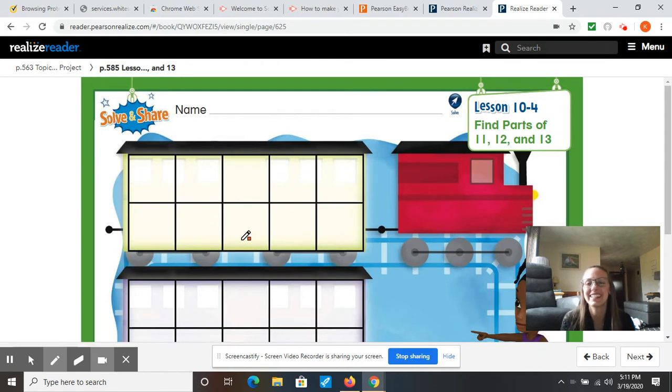Hi, boys and girls! Today we're going to be working on lesson 10-4, which is called Find Parts of the Number 11, the Number 12, and the Number 13.